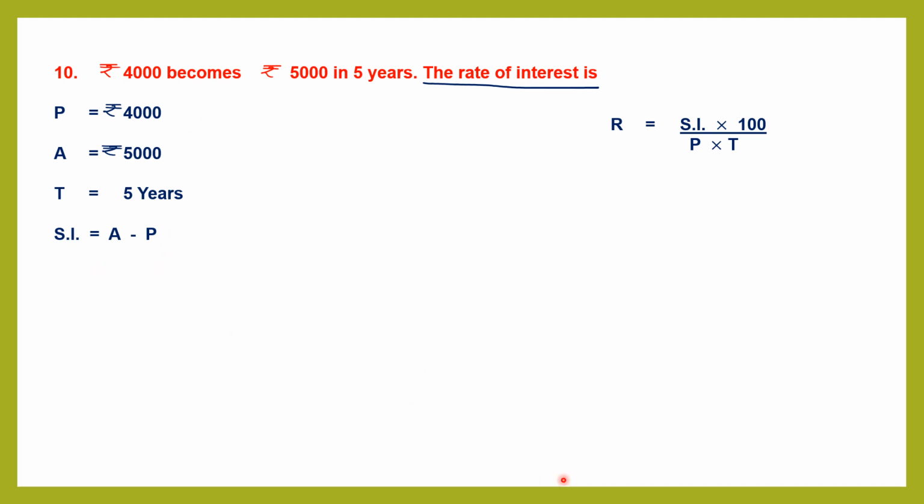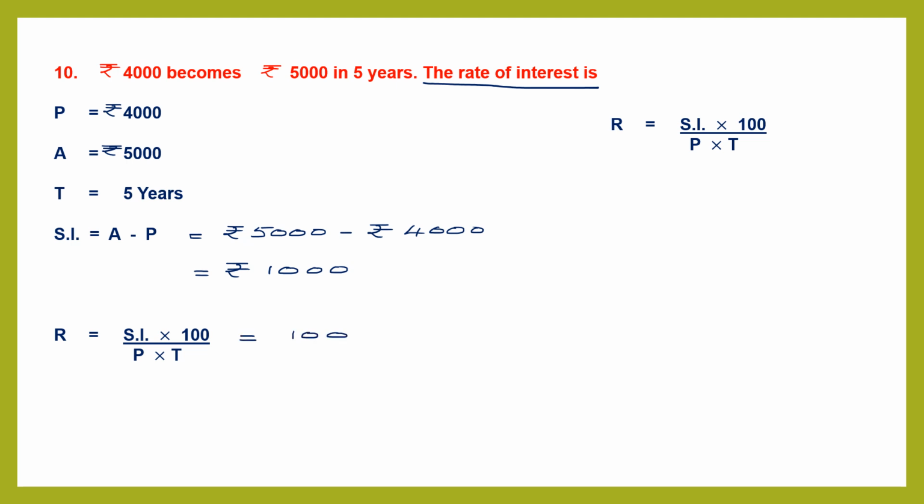So here amount is 5,000 rupees minus the principal, which is 4,000 rupees. So now when you subtract both, you get the simple interest. 5,000 minus 4,000 is 1,000. So we have the simple interest now. Now that we have the simple interest, we can find the rate by using this formula, SI into 100 by P into T. So let's substitute. SI is 1,000 into 100. P is 4,000 into time is 5 years.